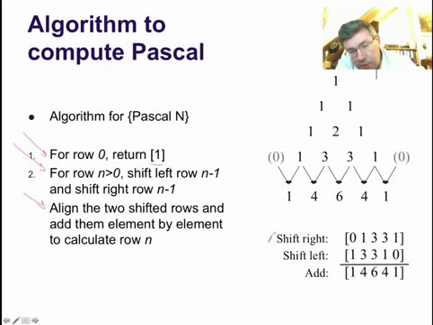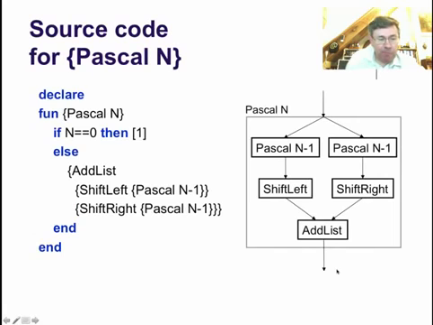So here, for example, I take row 3. I shift it left, putting a 0 at the right. I shift it right, putting a 0 at the left. And then add pairwise, getting 1, 4, 6, 4, 1, which is the fourth row.